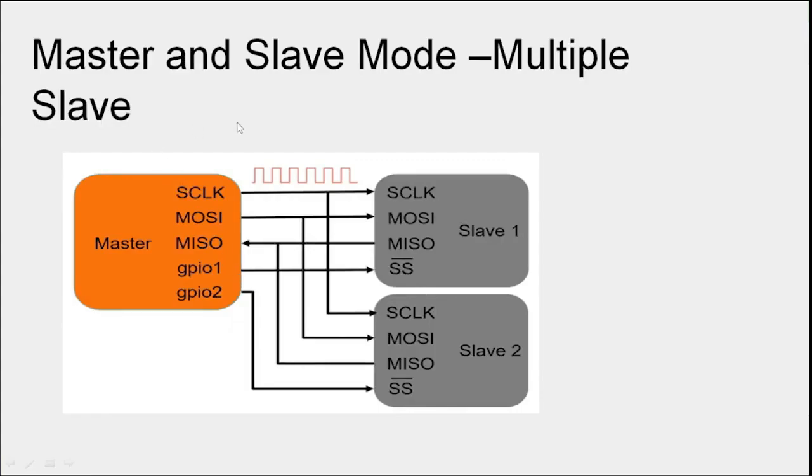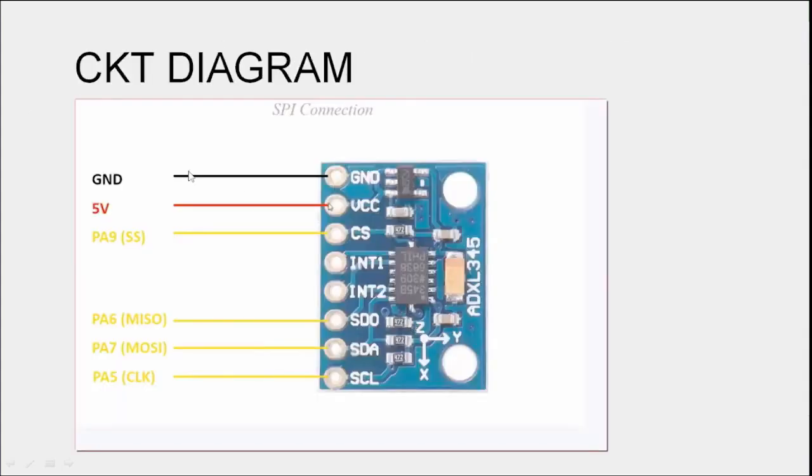So this is for multiple slaves. This is the master, and you can connect the serial clock. You can choose these slaves by using this GPIO pin, the slave select. To enable the slave select, you have to drive the pin low. If you drive the pin low, you will enable the slave select and choose slave 1. If you want to choose slave 2, then you have to give an active low signal to that device to select it. So this is the circuit diagram.